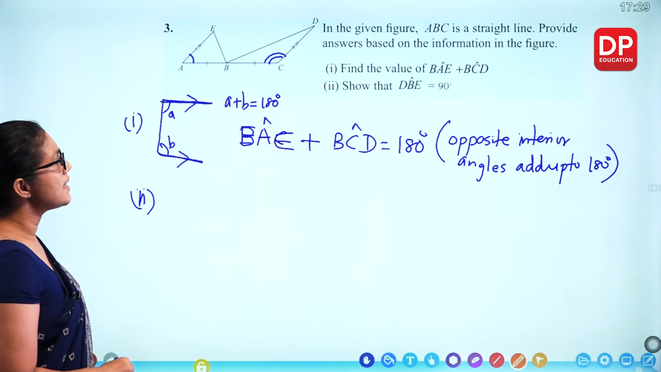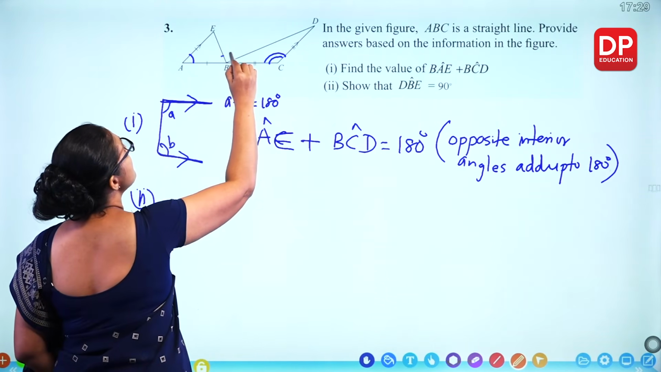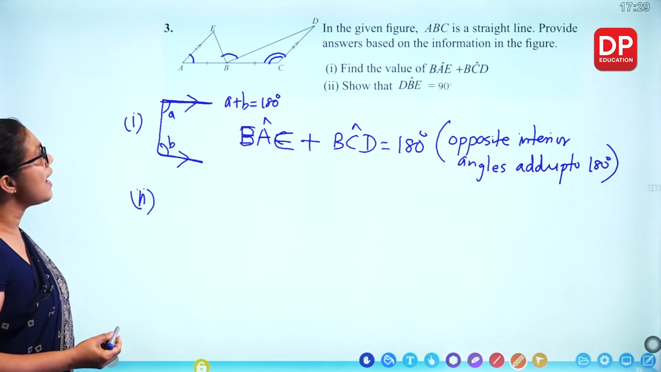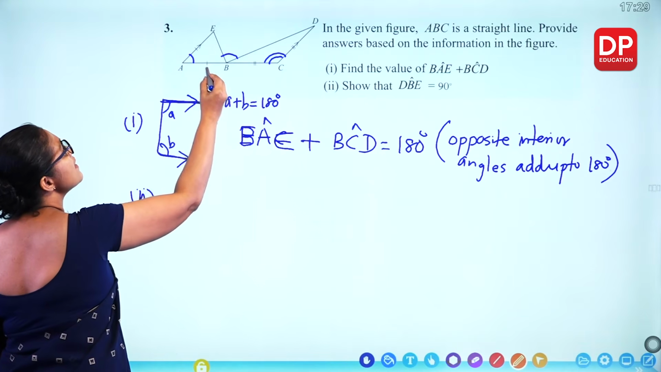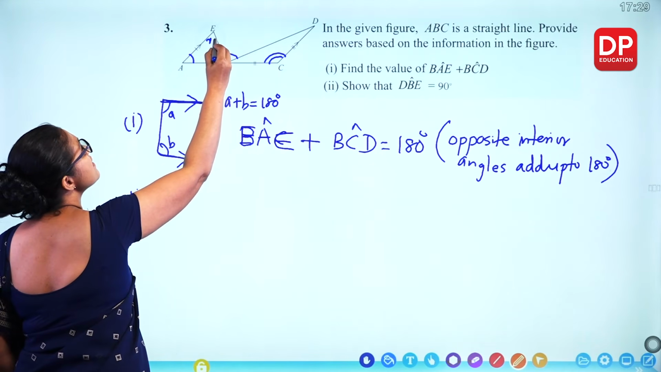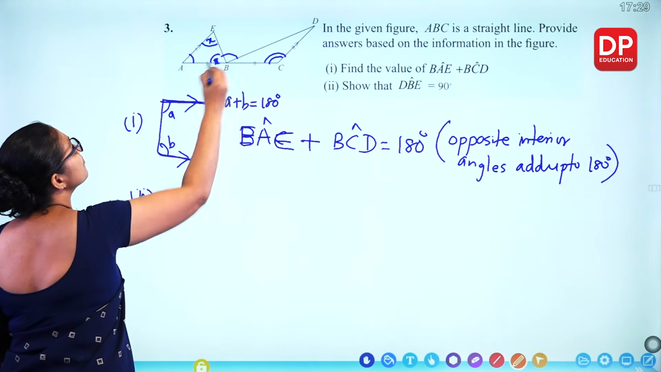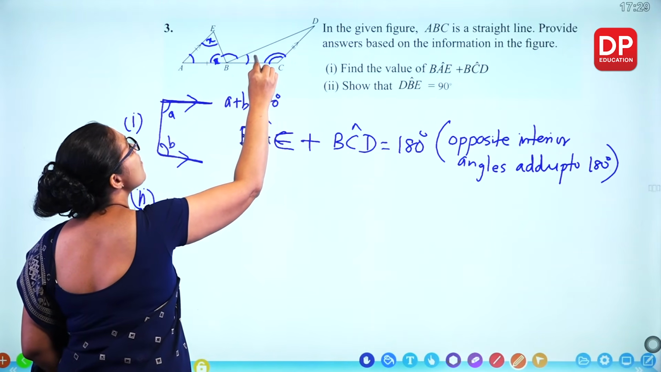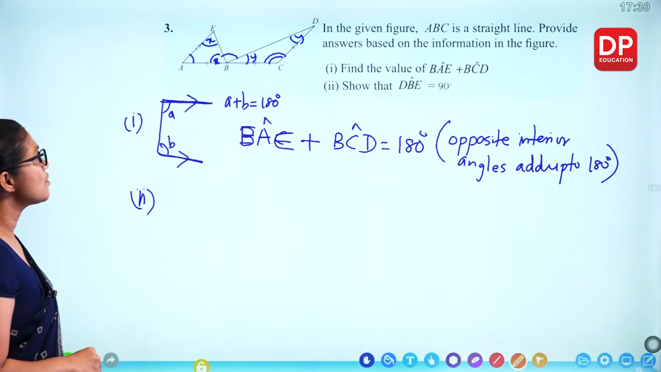It says show that DBE, this angle, is 90 degrees. So to show that, we'll take some values. Now we know these two lengths are equal. So we'll take this as x, this as x. We'll take this triangle, this is y, this is also y, because those are isosceles triangles.